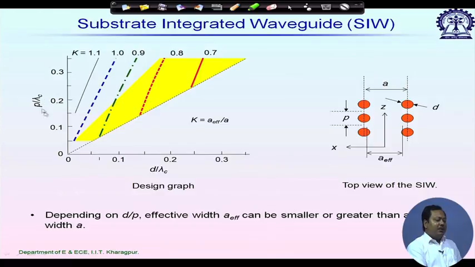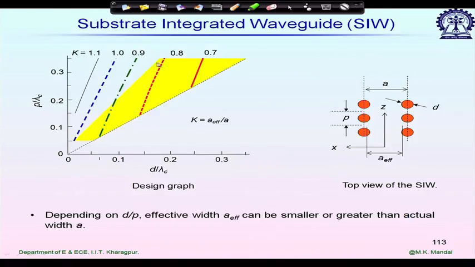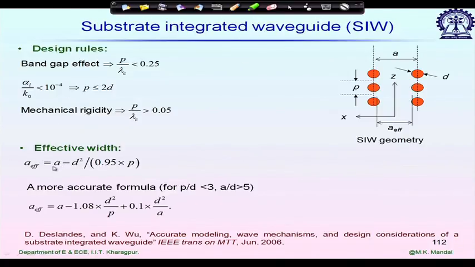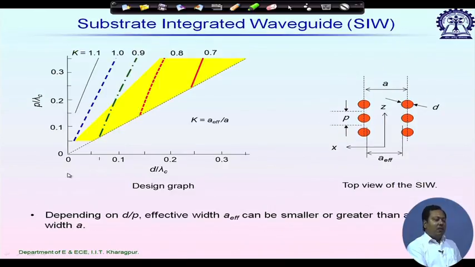So we are plotting again P by lambda c versus D by lambda c, and you remember this is the region of interest. On the left hand side, in some region, A effective by A is actually more than 1, but we are not using this region because if we choose any P and D from it, we will face high leakage loss. So we have to choose a solution from this yellow region, and in this yellow region we see that A effective by A is always less than 1, as we predicted from this formula. So why is the calculation of A effective so important? Because once we have the expression or the actual value of A effective, we can use all the formulas you learned for the rectangular waveguide.